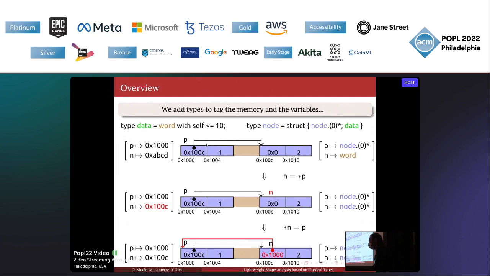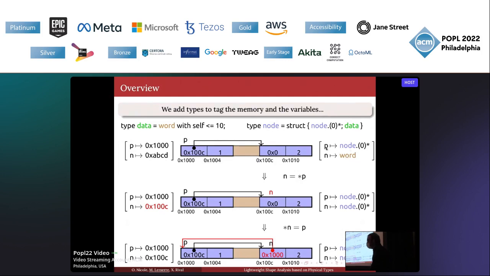And we use this type to type the data. So we say here that the first 8 bytes should be a node, the last 8 bytes should be a node, and the middle 4 bytes should be just a word. And we also assign types to the variables.